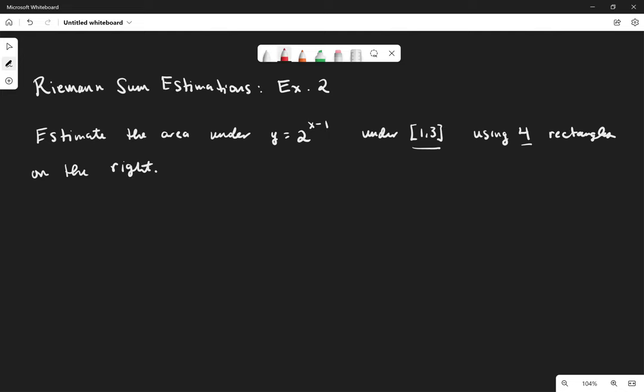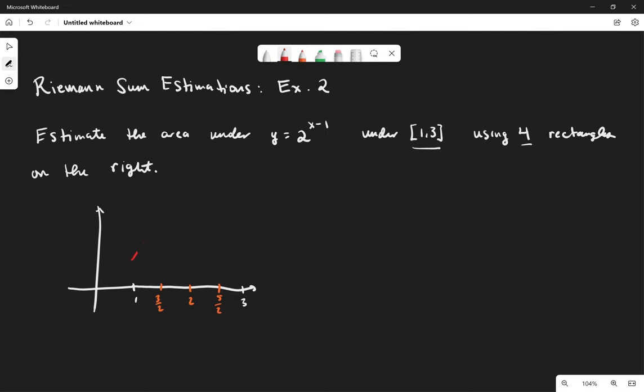So, just like always, gotta draw my rectangles. I have 1 to 3. Here's 1, here's 3. And I got 4 sections. This whole thing is length 2, so each one's going to be a half. So there's 3 halves, 2, and 5 halves.